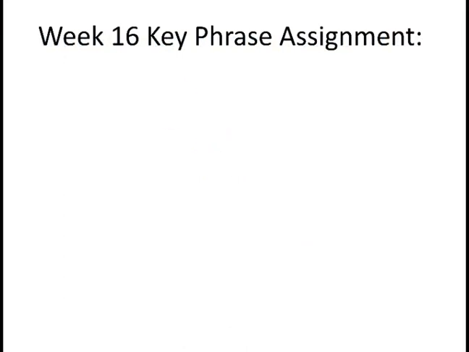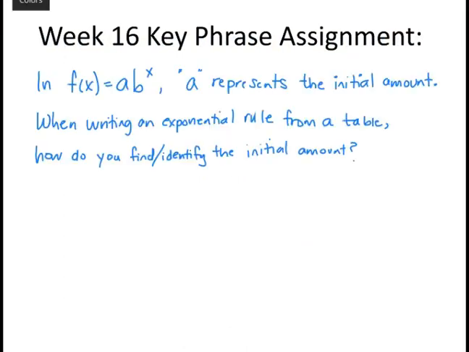I'm going to put up the key phrase assignment. So today's recording really focused on going from a table and writing an exponential rule, or that exponential function that represents that table. And we learned that that a value in f of x equals a times b to the x, that a term represents the initial amount. So when writing an exponential rule from a table, how do you find or identify the initial amount? And that is your question that you need to answer to get your credit for watching this week's recording.